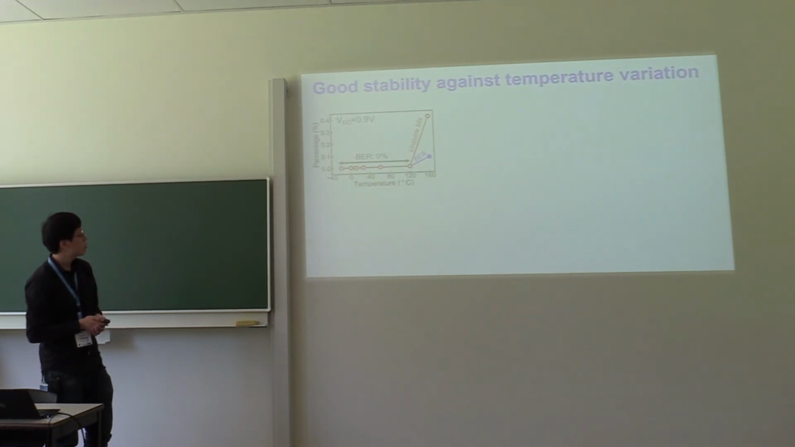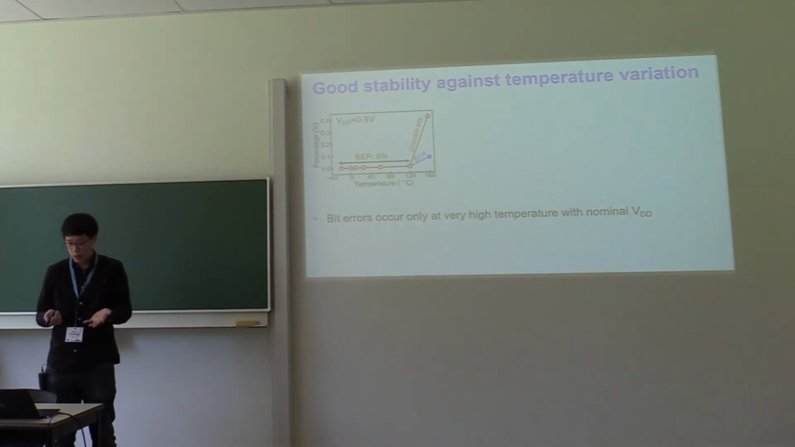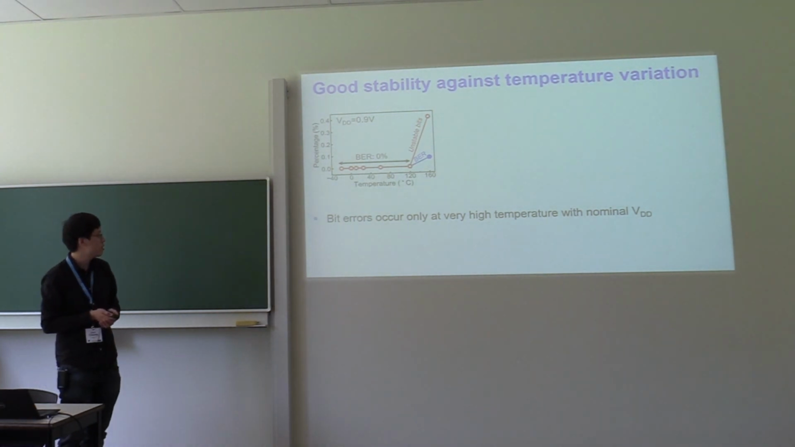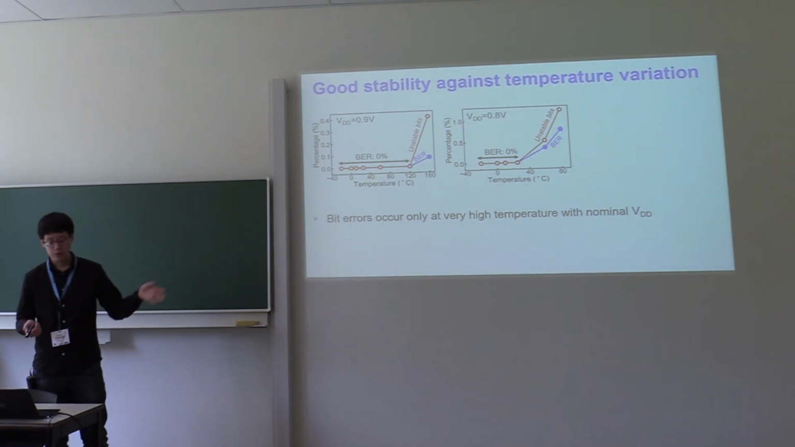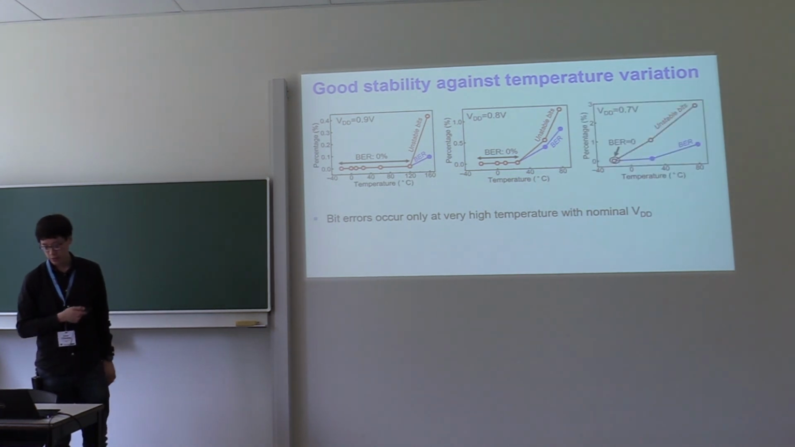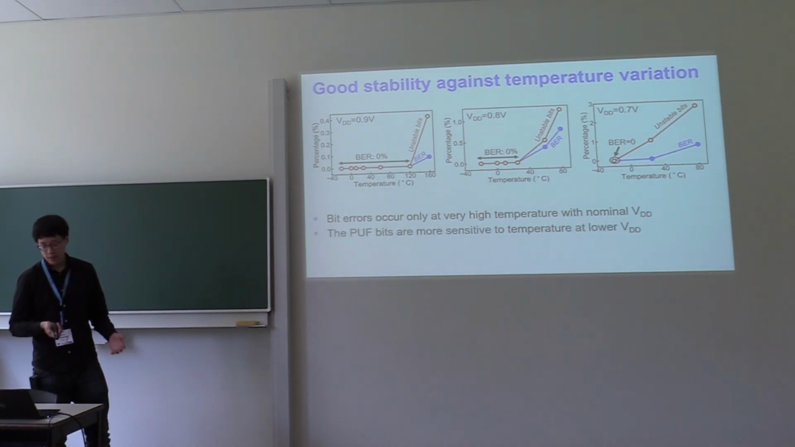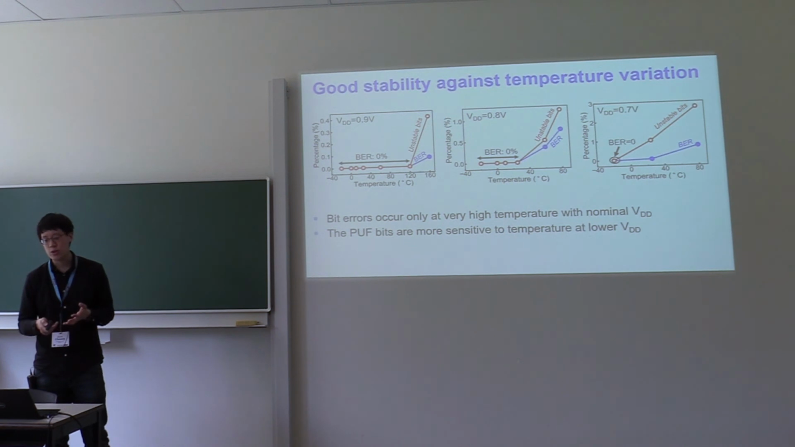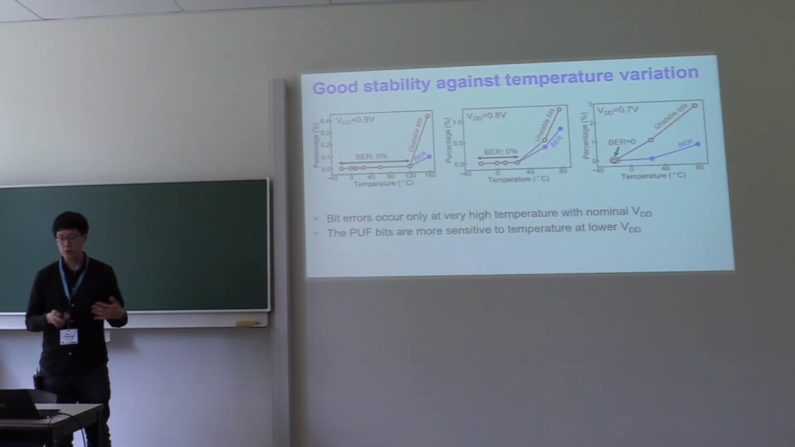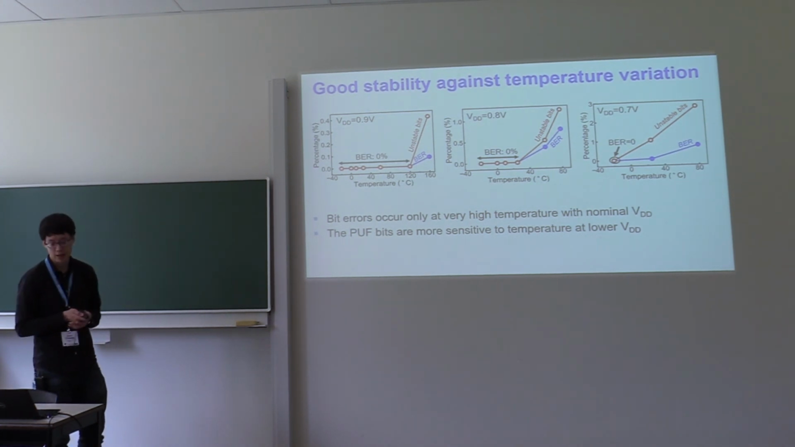Here it also shows good data stability against temperature variation. The bit error rate occurs only if we have really high temperature at this nominal VDD of 0.9 volt. But if we decrease the voltage, of course you see that the region with 0 bit error rate is reduced, and if we further reduce the voltage, it gets even worse. So it means that even if we have this stable PUF, we still have to really consider which voltage range we can actually use as a stable solution. It's inevitable because of these effects.